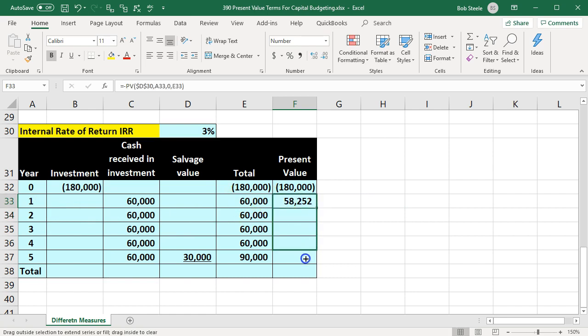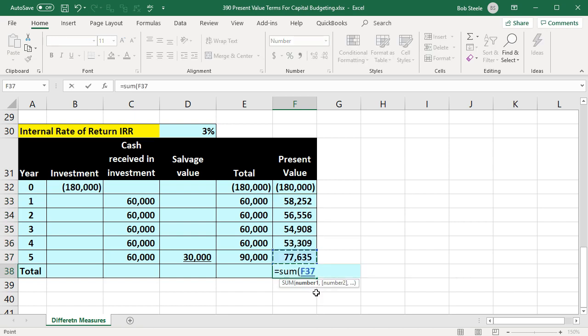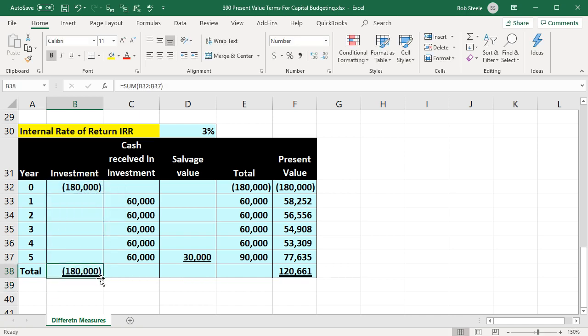So if we copy this down, there we have it, and we can sum this. And we could sum these across this way. Let's do that one more time. There we go. And so now what we're looking for is the point at which this will be 0. We want to make that number 0.